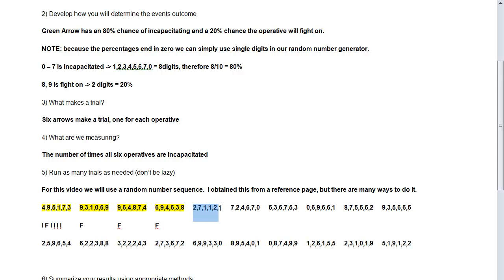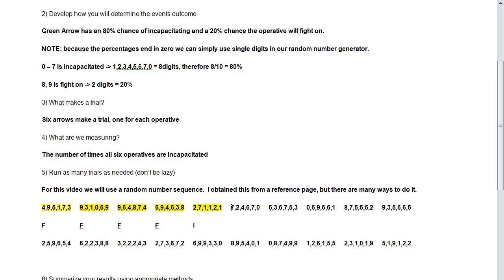Now here, no 8, no 9. That's super awesome for me. So this means that they're all incapacitated. So what I'm going to do is mark fight if one is left to fight, and of course incapacitated if they're all incapacitated.